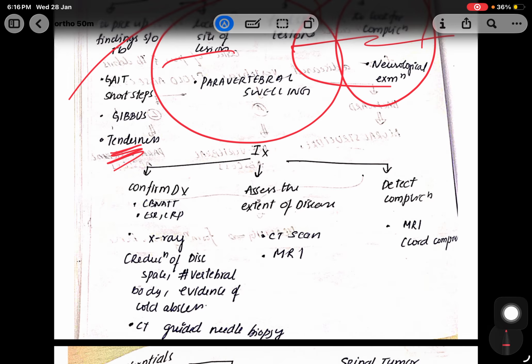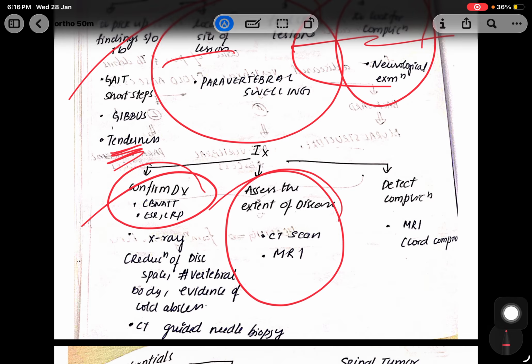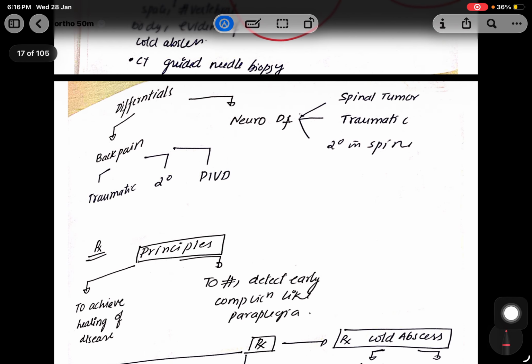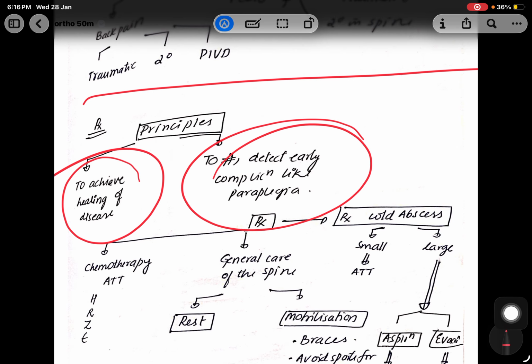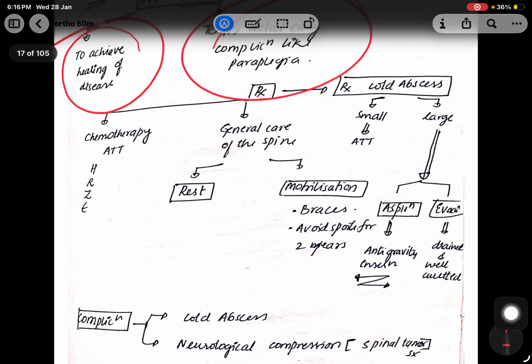Again, here investigation is to confirm the diagnosis first, then assess the extent of disease, because there is a chance of a person going into paraplegia, and detect any complication if any. These are the differentials, and the principles of management are to achieve complete healing and to prevent complications such as paraplegia. This is the major aim. Okay, so how do we plan the treatment?